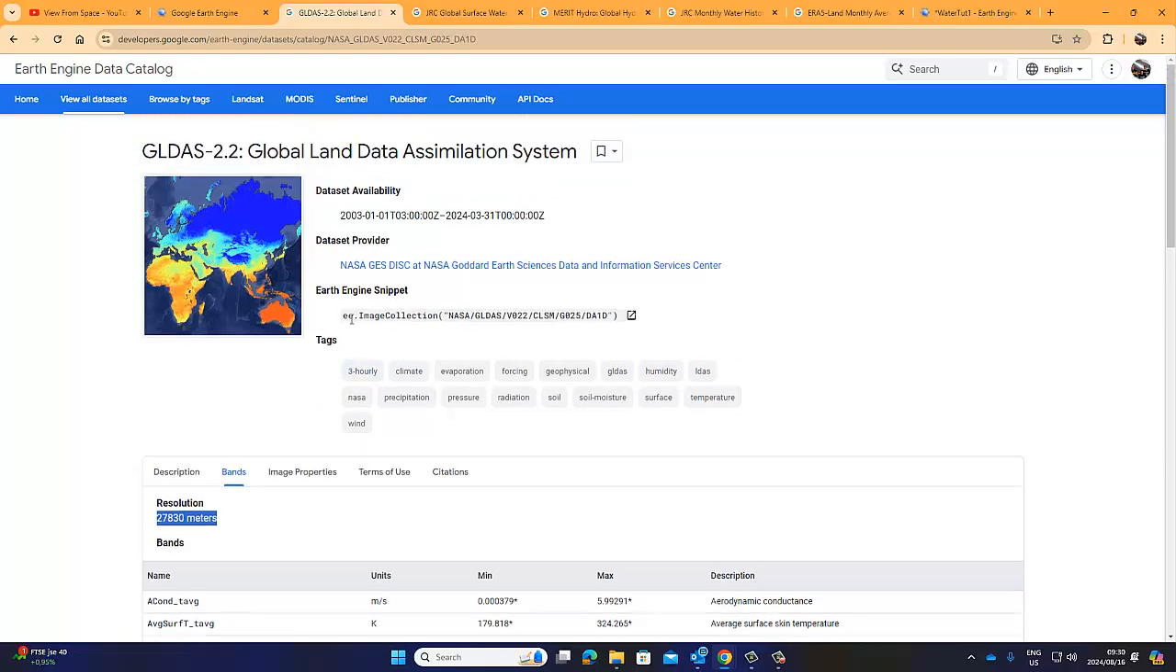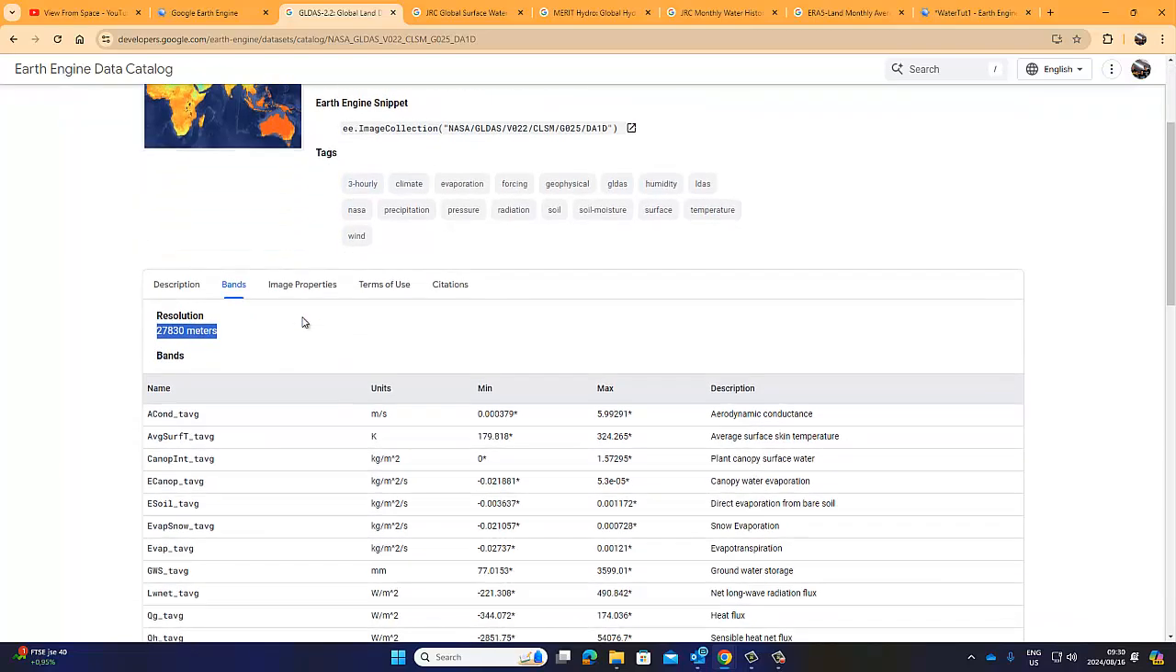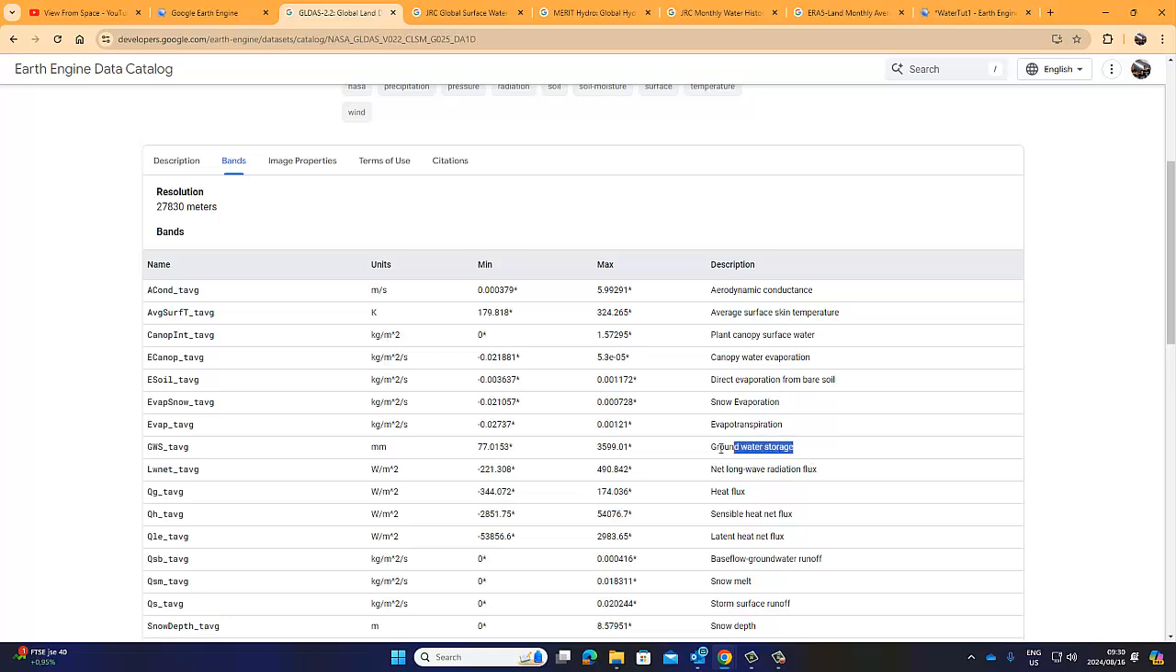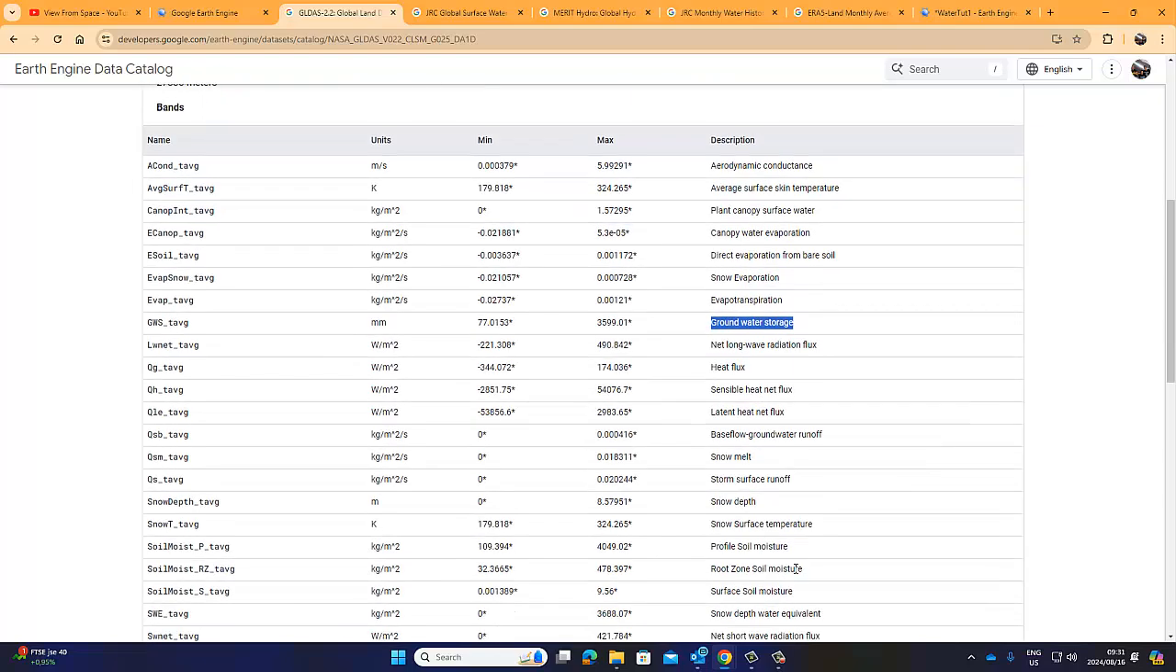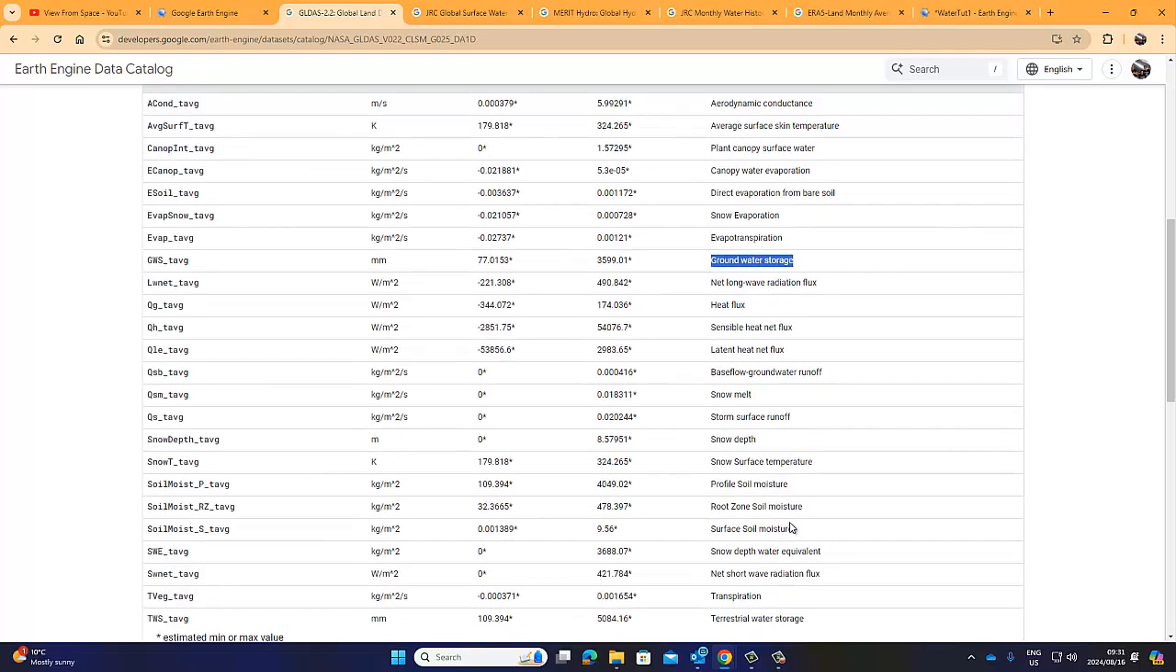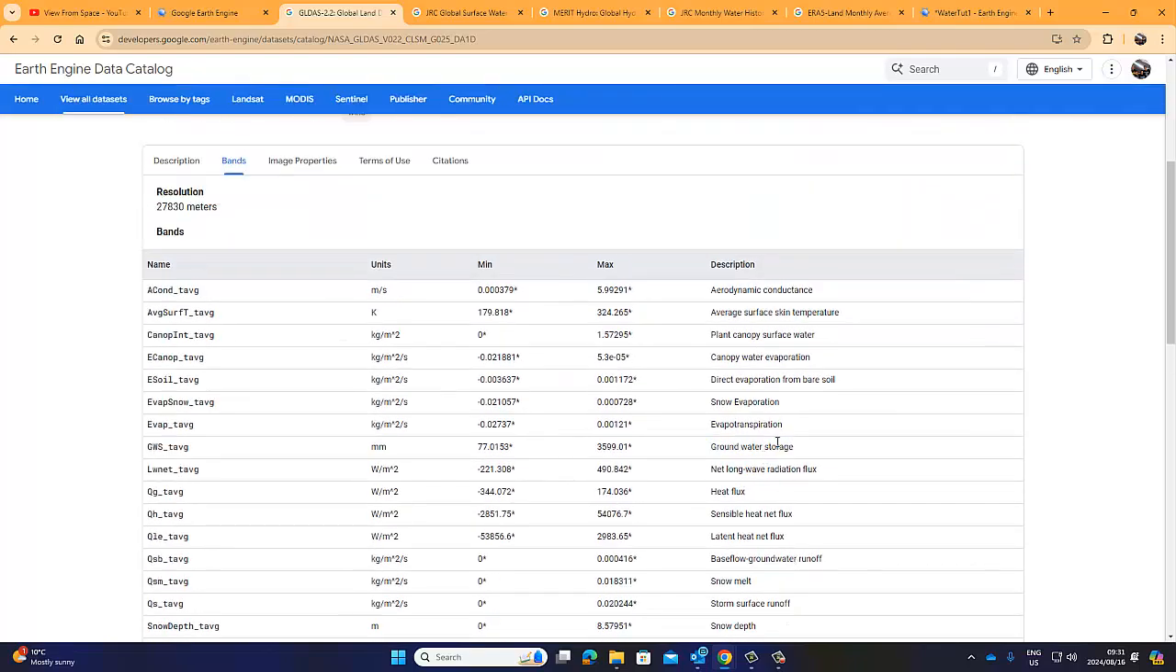It's actually quite good. Okay, so have a look here. There's groundwater storage. It says snow, evaporation, heat flux, sensible heat, net flux, latent. Again, not too sure what all these things mean, but here it sits.